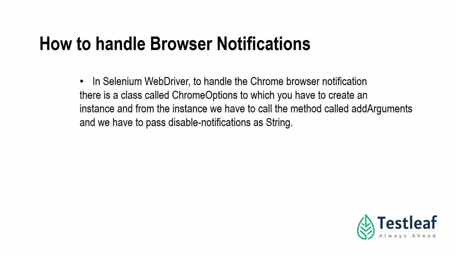In Selenium WebDriver, to handle the Chrome browser notification, there is a class available called ChromeOptions. For the ChromeOptions, you have to create an instance, and from the instance, we have to call the method called add_arguments, and we have to pass disable notifications as a string.